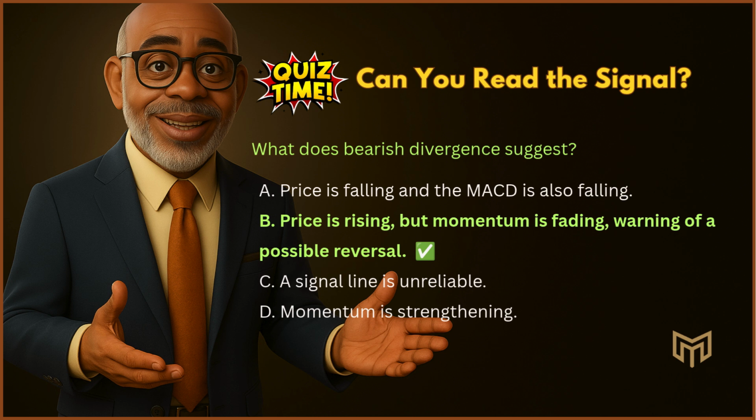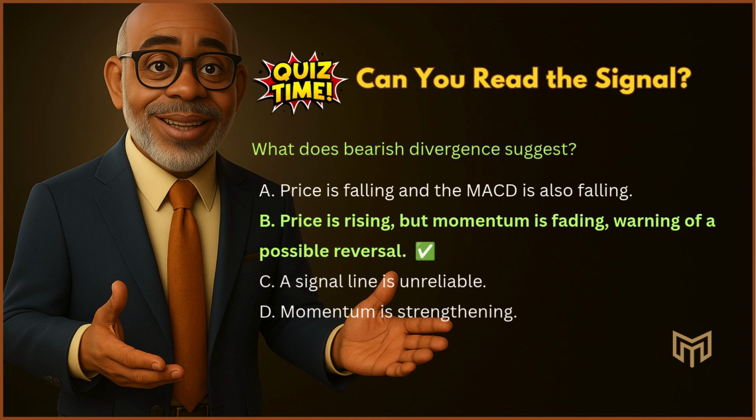If you chose A, price is falling and the MACD is also falling. That's not divergence, that's confirmation. Both moving in the same direction means they're in agreement. Divergence only exists when they start disagreeing. C, the signal line is unreliable. Bearish divergence has nothing to do with the reliability of the signal line. It's about the relationship between price action and momentum.